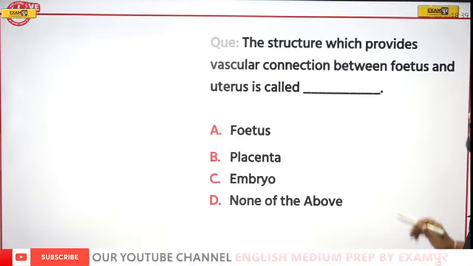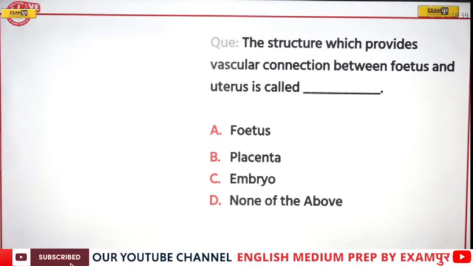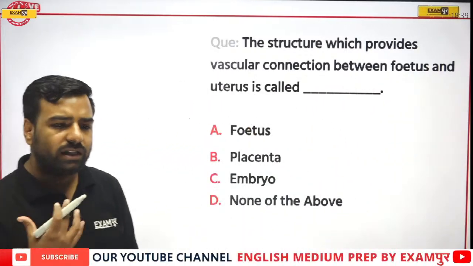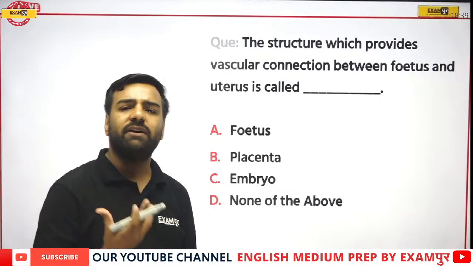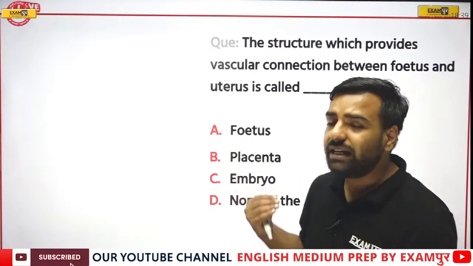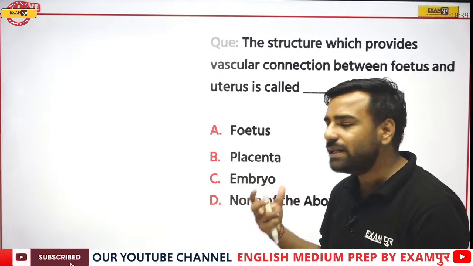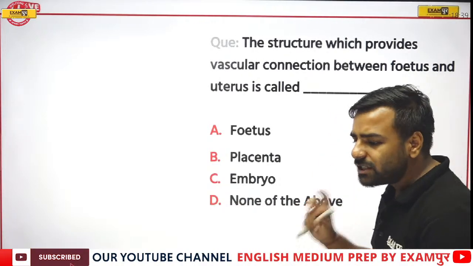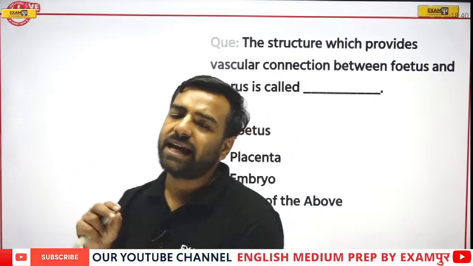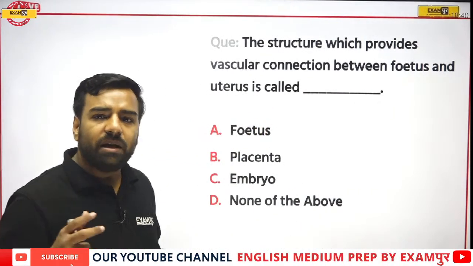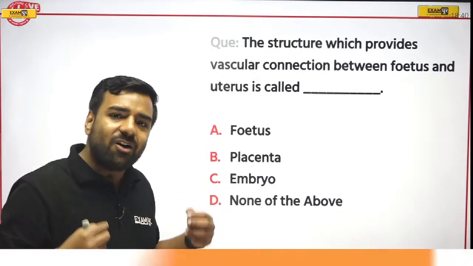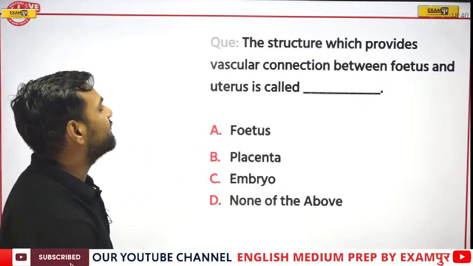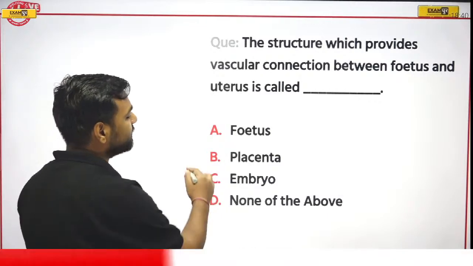Fine. Next, the structure which provides vascular connection between the fetus and uterus is called dash. Now, we have discussed this part when I was talking about the development of the baby. When a baby develops, we know that we develop in the womb of our mother. Now when it develops in the uterus part of the womb, there must be something because of which the baby is taking in nutrients, correct? The baby must be feeling hungry and all. Now how are those important nutrients entering the body? So here the fetus gets all those important materials through the placenta.